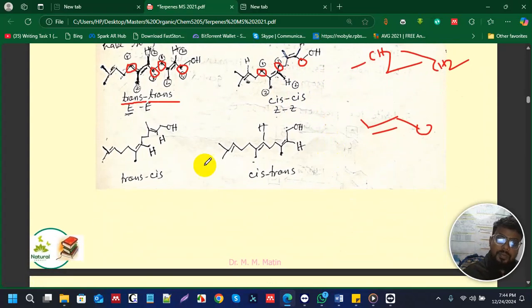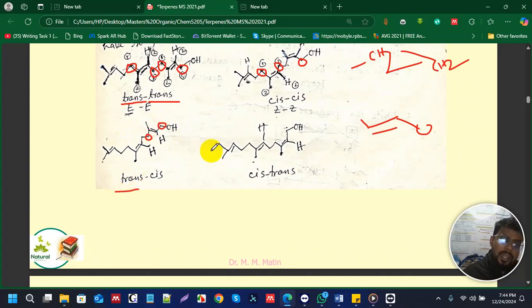And the next one, trans-cis. In the first double bond, if you'd like to check, this CH2 is in the upper side and this CH2 is in the lower side, so that is a trans. That means the first double bond is in trans conformation.